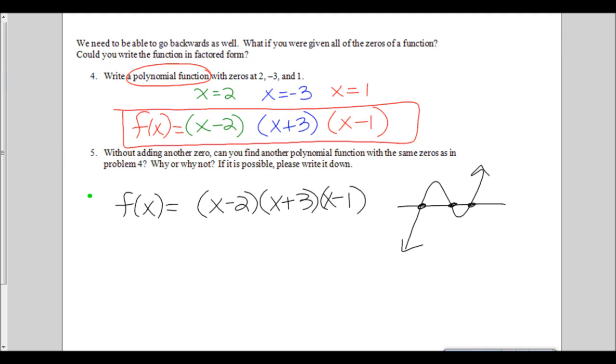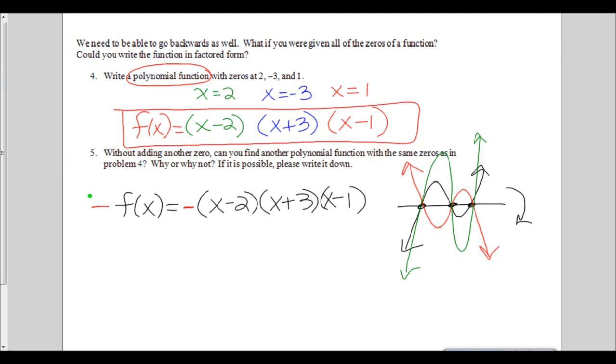Well, what if I flip this over? Would I still have the same 3 zeros? If I flip it over, it would still have the same 3 zeros, but it wouldn't add any more. How could I do that? Well, I could put a negative out in front, and this would be a new polynomial function. I could also stretch it if I wanted to. I could make this thing go up higher and come down lower.